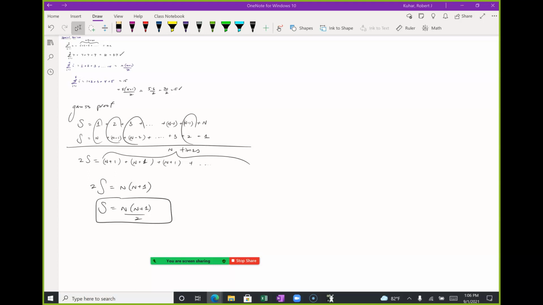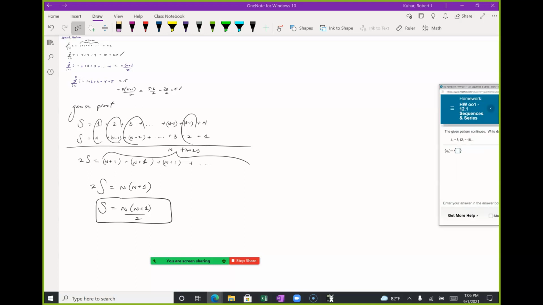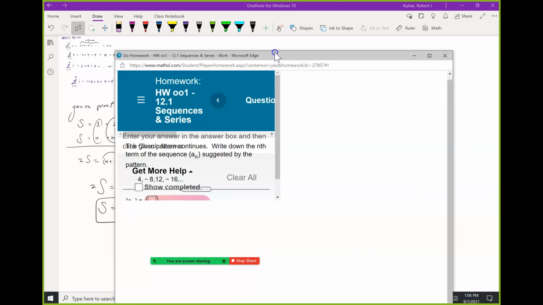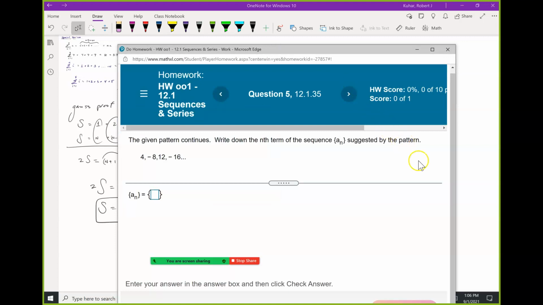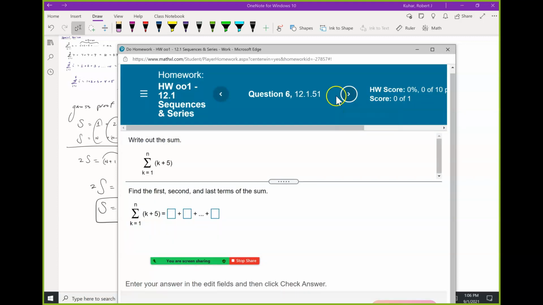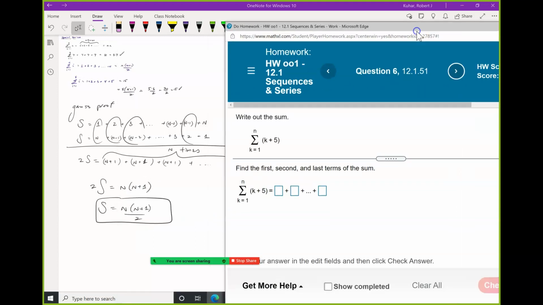Oh, good, it's still open. So just to show it here, and then I'll write it on paper. Right, so they want you the nth term on this one, right? We did a bunch of those, so this one is the one I want to do. It says write out the first term, the second term, and the last term of this sum, right?